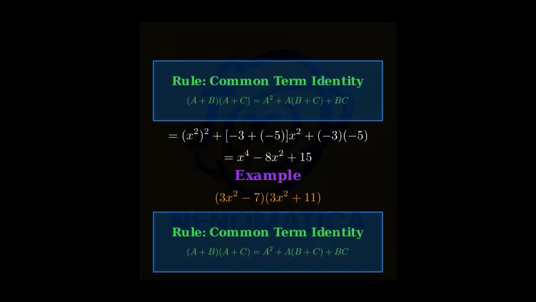Now, let's apply the identity. We get (3x squared) squared, which is 9x to the 4th power, plus 3x squared times the sum of -7 and +11, plus the product of -7 and +11.